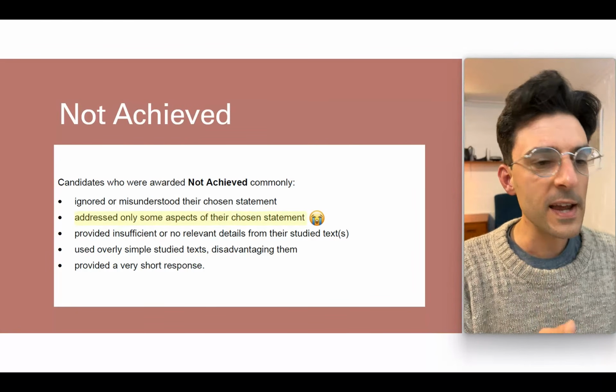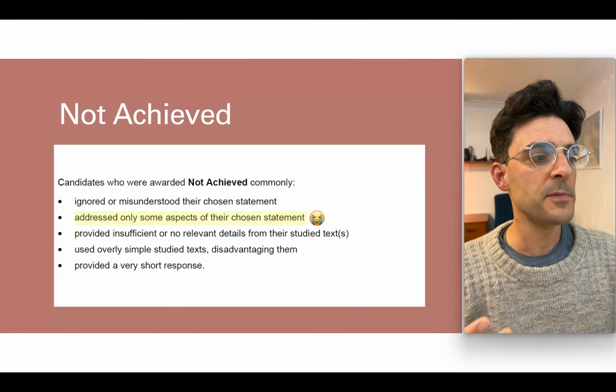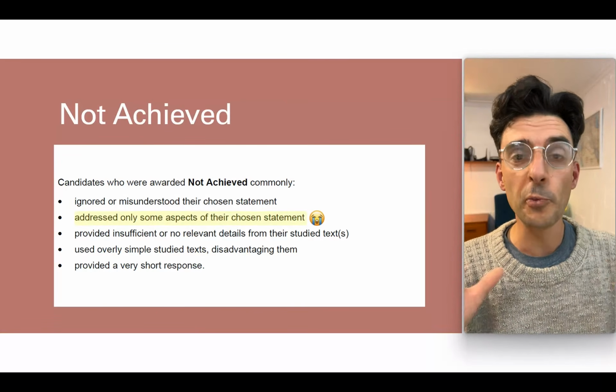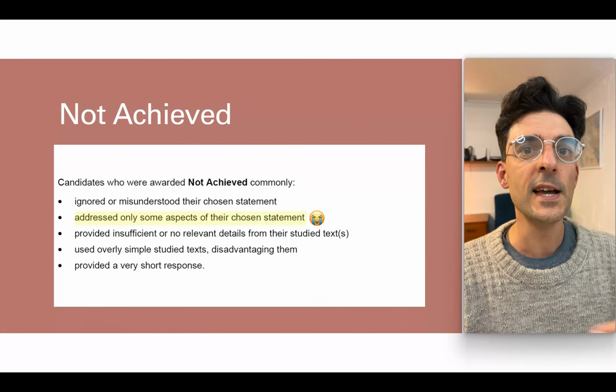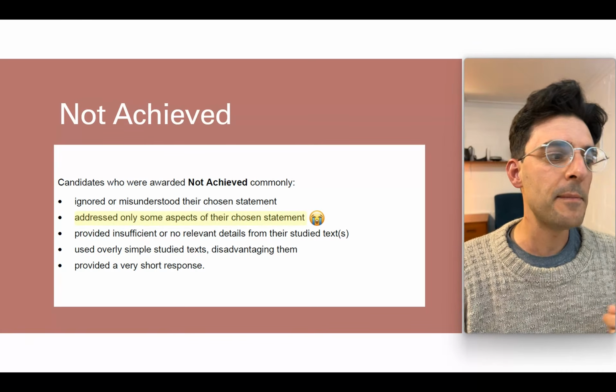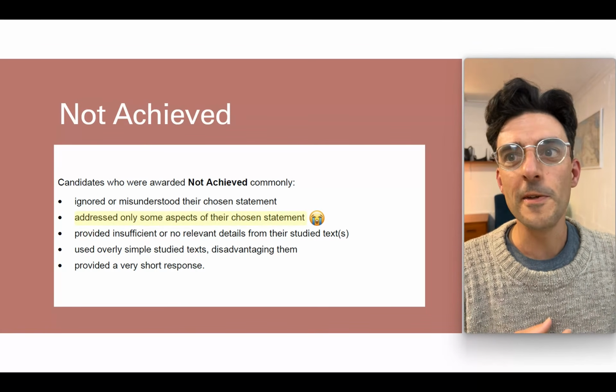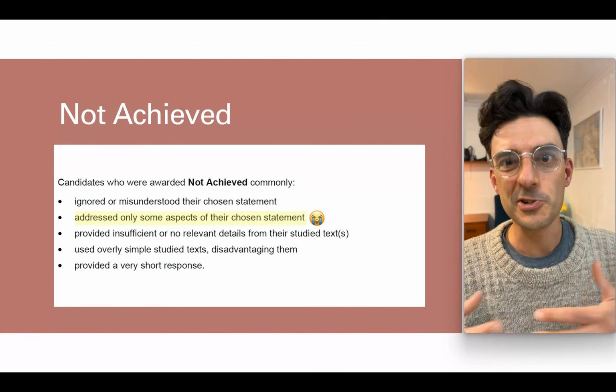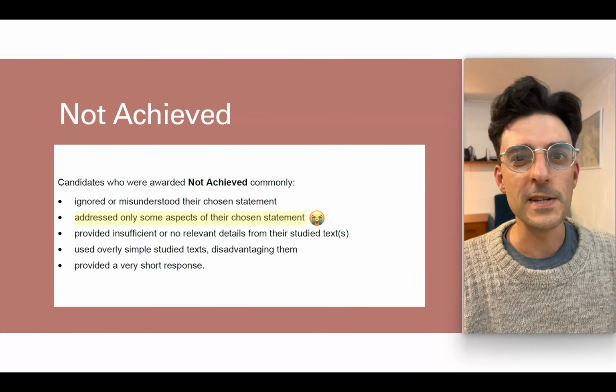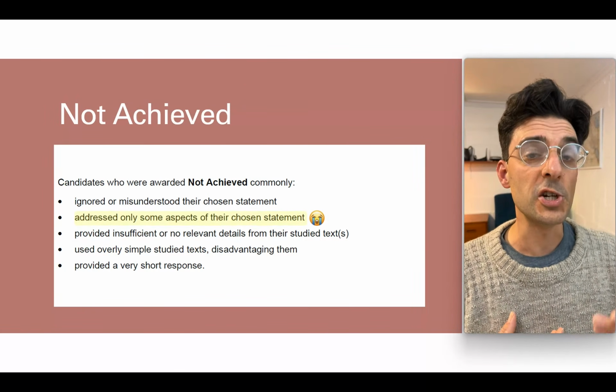So what they're saying here for a not achieved is that sometimes students don't fully grasp that there are multiple aspects that they need to be discussing in their written response. And that means that maybe you only address one of them or kind of partially touch on the second one, but not in enough detail to actually get you across the line and achieved.